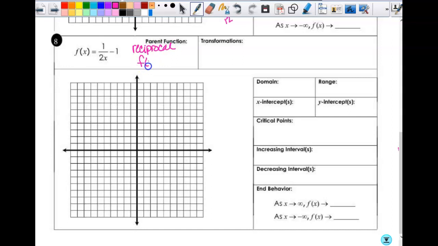Okay, so f of x is equal to 1 over x. How many transformations are there? 2. Okay. So that 2 that's in the denominator, what does that do for me? Good. Horizontal compression by what? 1/2. Right? And then what does the 1 do? Down 1. Okay. Any questions about those? Remember, don't be afraid to stop me if you've got a question.